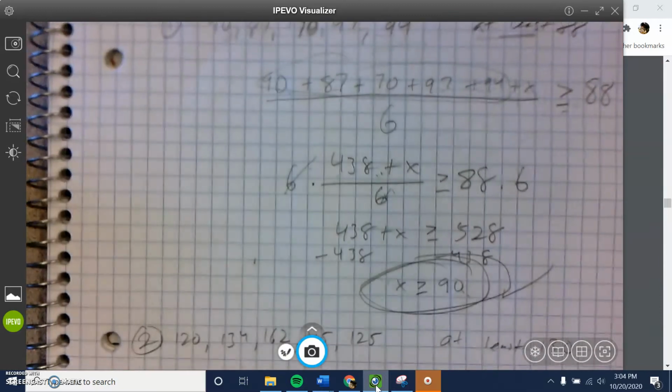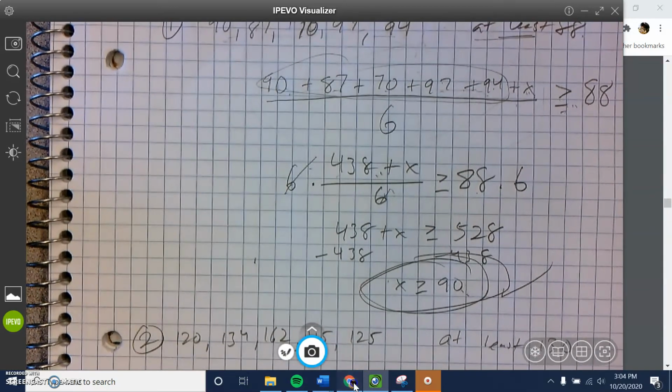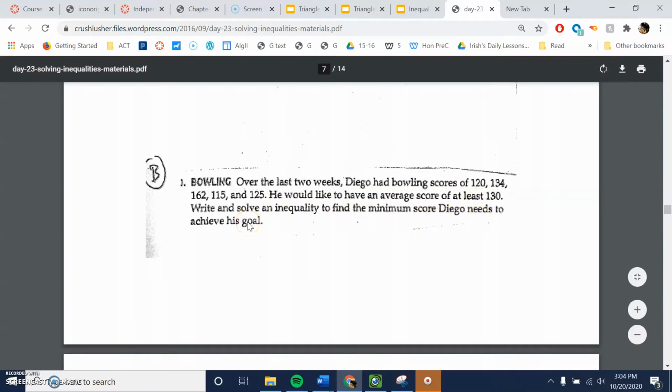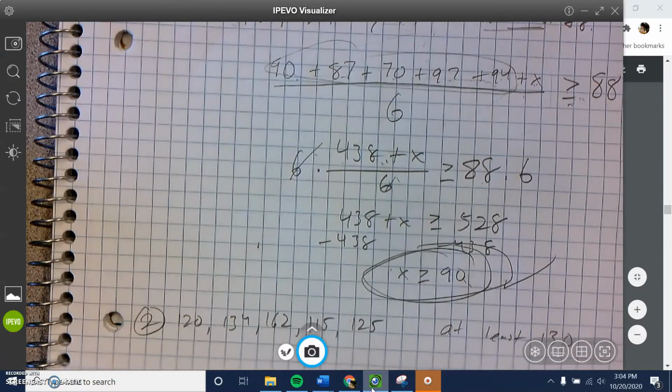Well, let's try this one. Number 2. Here is the next one. Bowling. Over the last 2 weeks, Diego has bowling scores of 120, 134, 162, 115, and 125. He would like to have an average score of at least 130. Write and solve an inequality to find the minimum score Diego needs to achieve his goal. Okay, try this one on your own.